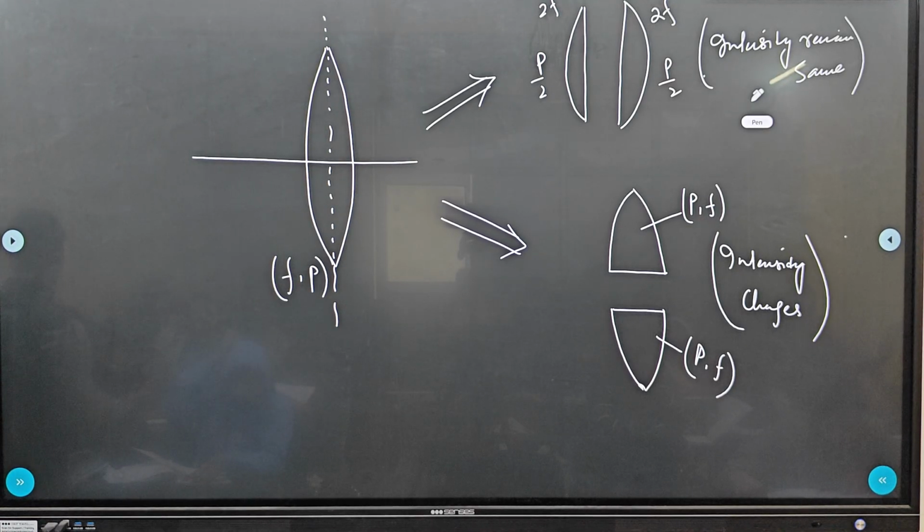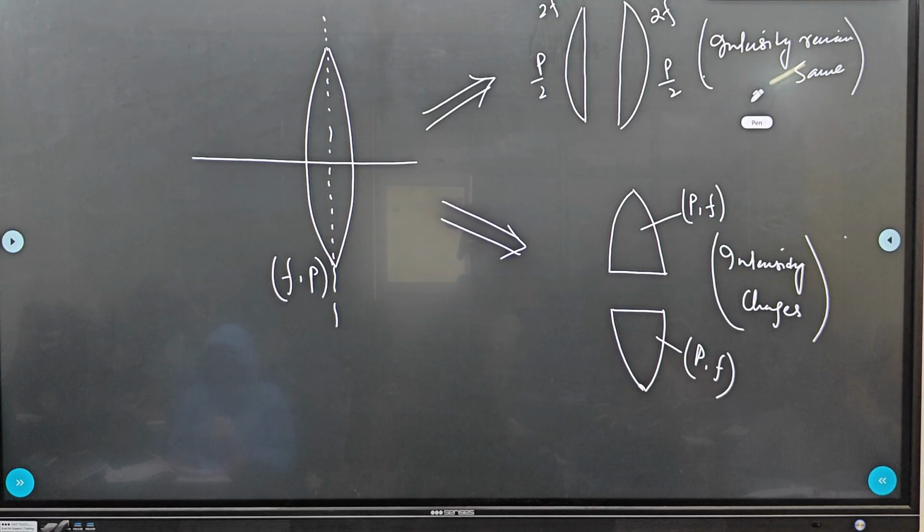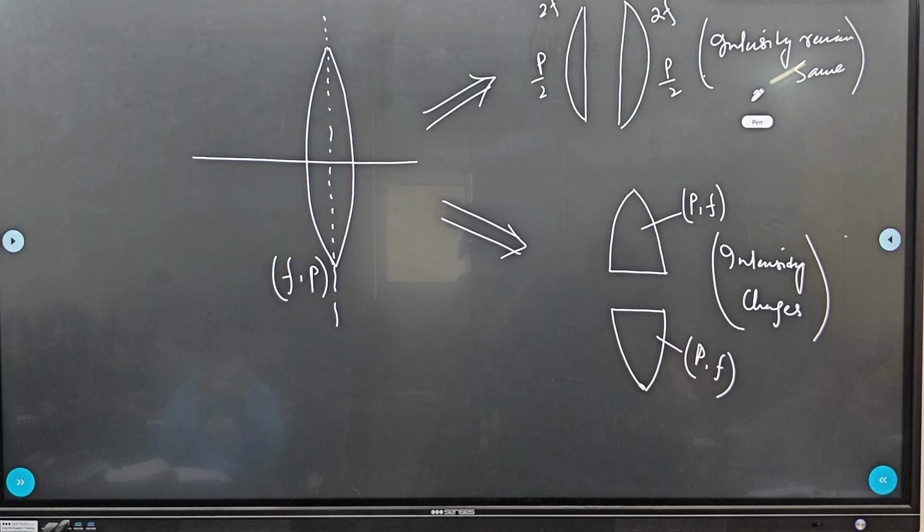It will be the same as convex, no problem. What happened? Same to same. Only put minus: minus 2f, minus p by 2, minus p by 2. Intensity will remain same. Just write intensity. Here intensity remains same. Here intensity decreases.